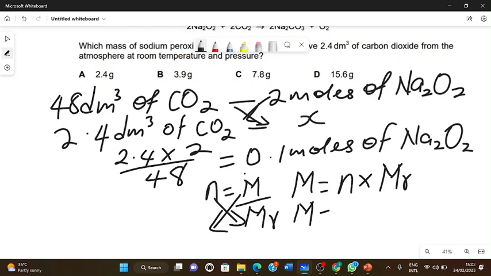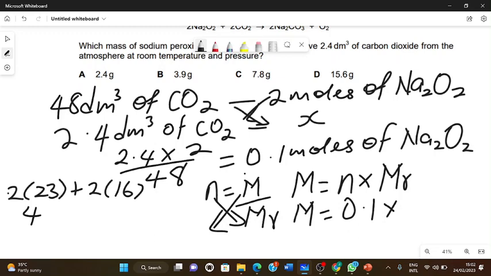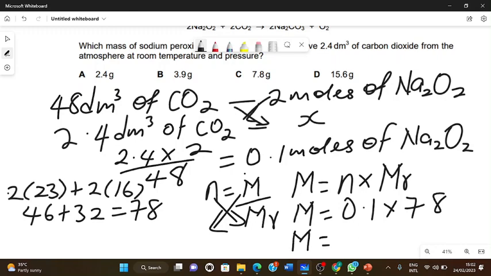The mass now will be equal to the number of moles of sodium peroxide, 0.1, multiplied by the molar mass of sodium peroxide. That is the mass of 1 mole of sodium peroxide, which is 2(23) plus 2(16), which is 46 plus 32, equal to 78. So multiply by 78. So the mass of sodium peroxide now will be equal to 7.8 gram. So the answer to this question is what?